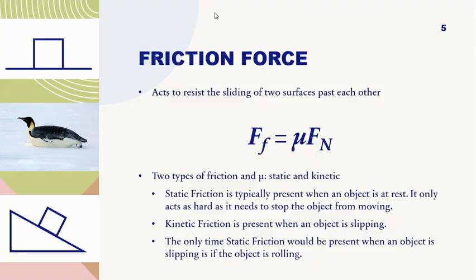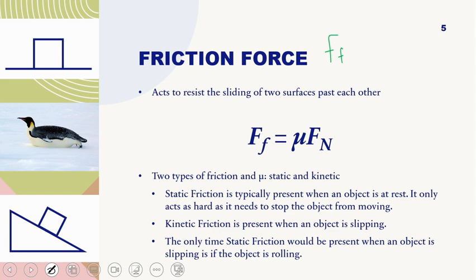When we label this force, we're going to write it as F sub F. The friction force acts to resist the sliding of two surfaces past each other. If you take your hands and push them hard together and then rub them back and forth, you'll notice that they don't slide very smoothly against one another. This is because there's a lot of friction between your hands. Your left hand is exerting a frictional force on your right hand, and your right hand is exerting a frictional force on your left hand.